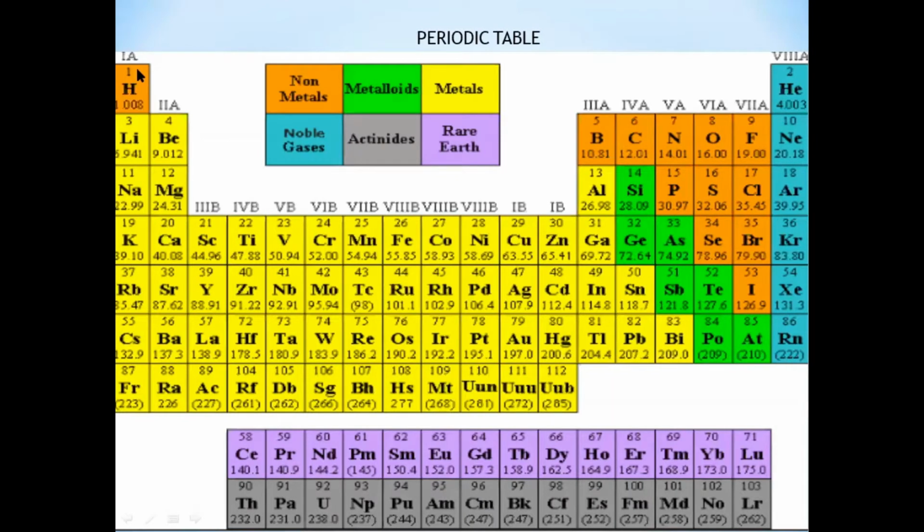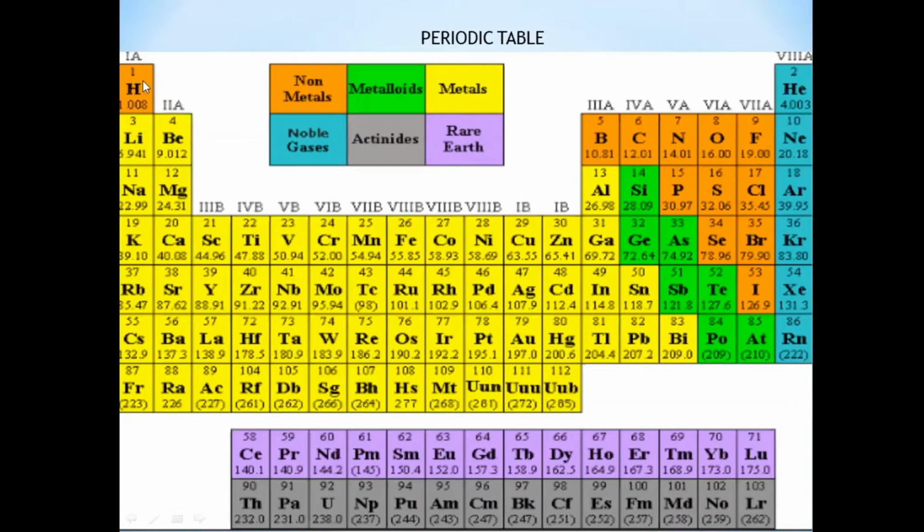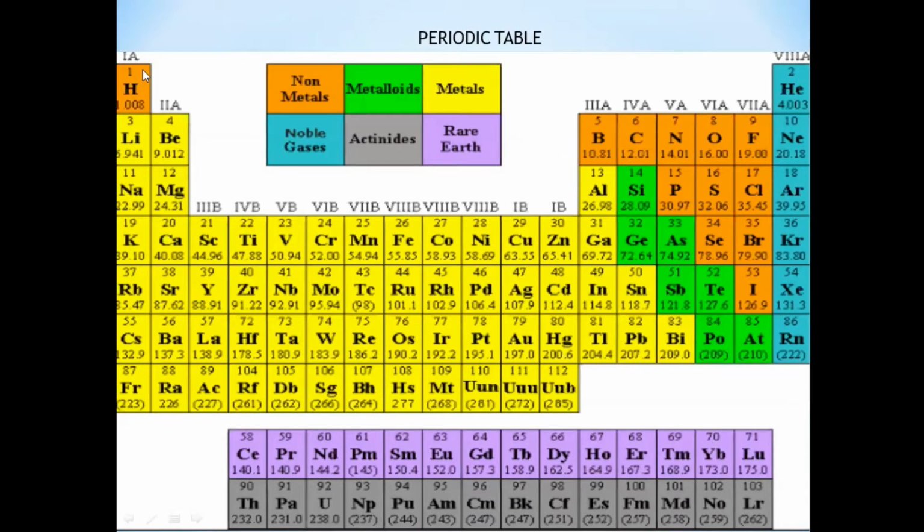Now, how are they being grouped? As I said, most of the elements are grouped based on similar physical and chemical properties. If I take hydrogen as an example, it is placed in group 1. All the elements under this group, like lithium, sodium, potassium, are extremely reactive, and they show a common characteristic: all of these group elements have one valence electron, that is, the electron present in the outermost shell.